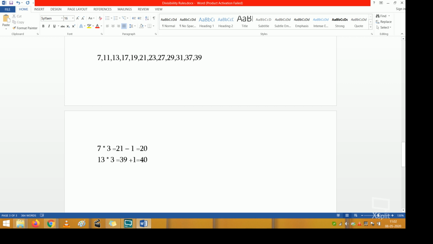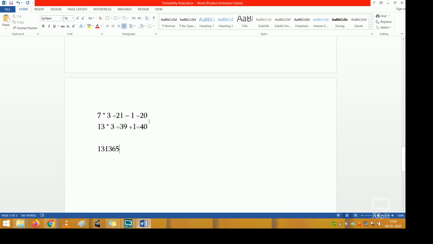So here what is the rule? The 0 indicates you have to take the unit digit. Let us take a number and see if it is divisible by 13 or not. I'm going to take 1365. Let us see if this number is divisible by 13 or not. Now what should you do? Take the unit digit. The unit digit is 5.